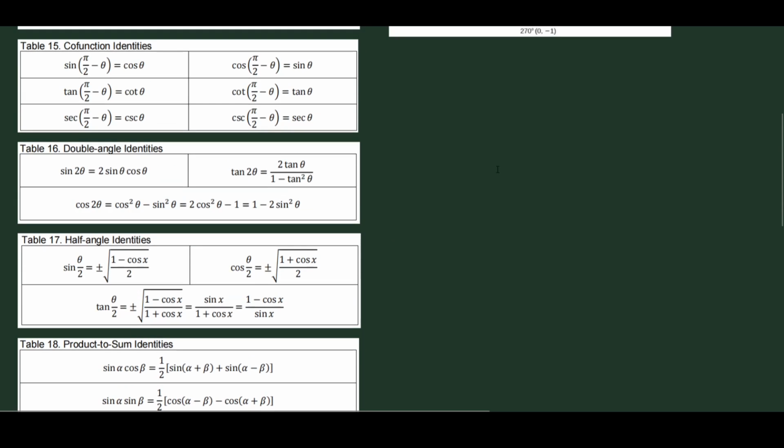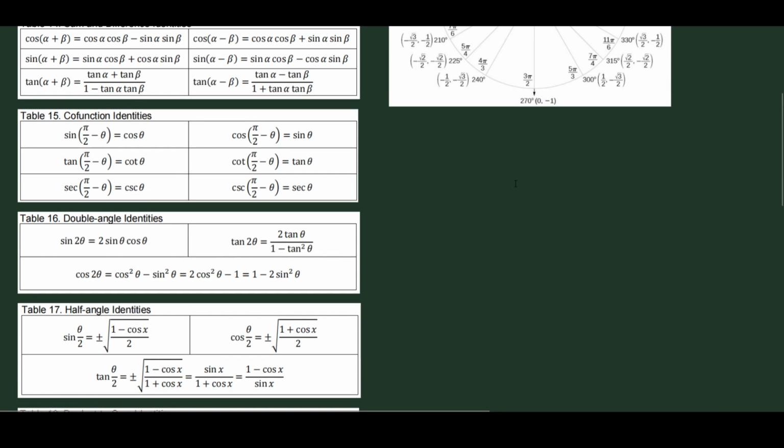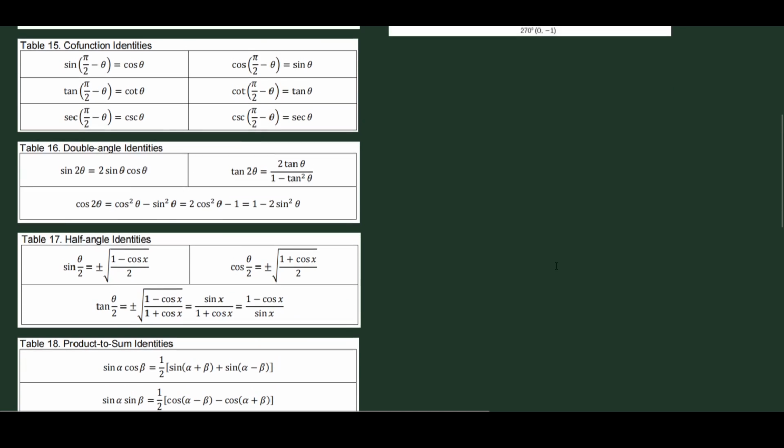Okay, so let us use these identities in simplifying different expressions. We will have two examples for product to sum and one example for sum to product. Okay, so let's start.